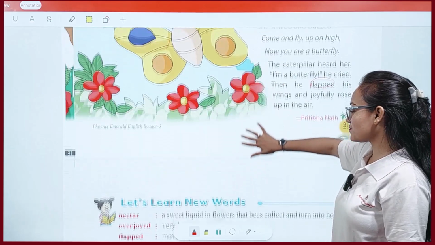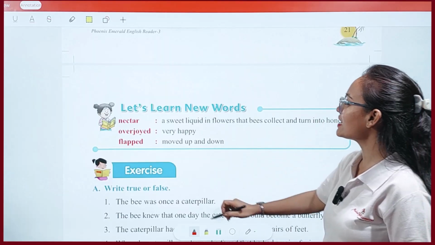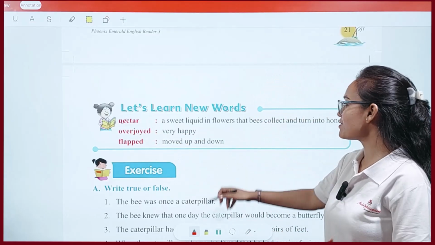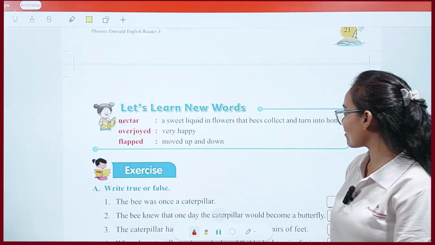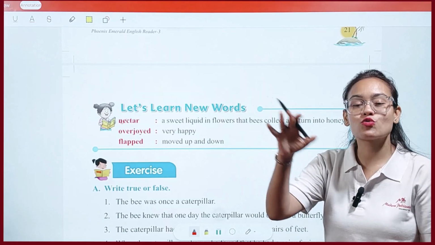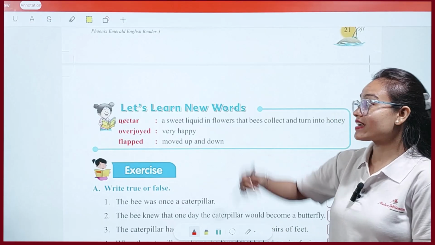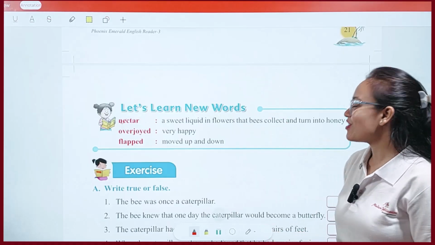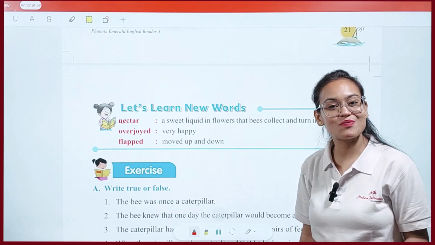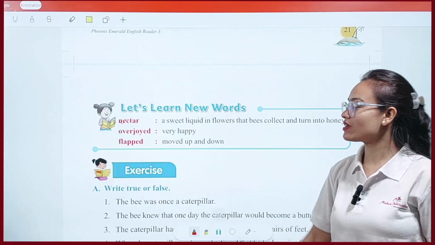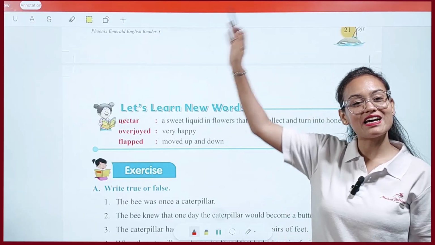Now, in this chapter, we will learn three new words. You can see nectar. Nectar means a sweet liquid. I already told you, nectar means a sweet liquid found in flowers, and bees collect it to convert it into honey. Overjoyed. Now, what is the meaning of overjoyed? The caterpillar was overjoyed. Overjoyed means very, very, very happy. And the third, flapped. What is the meaning of flapped? Moved up and down, meaning flapping their wings, like doing like this. Once up, then down, then up, then down.